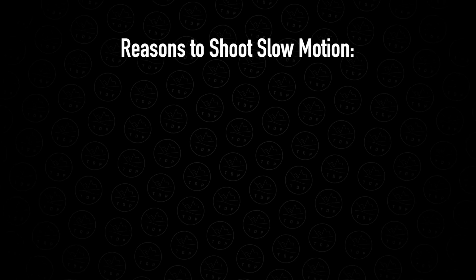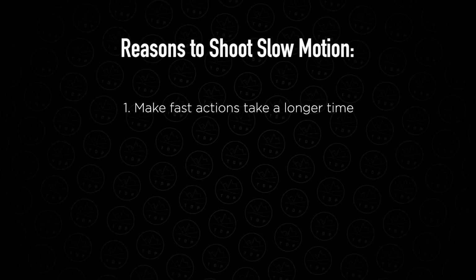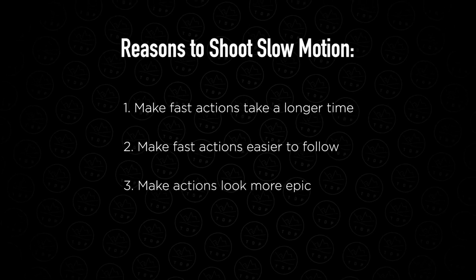To recap, shoot slow motion if you want fast actions to take longer in time, if you want fast actions to be easier to follow, or if you want actions to look more epic. So any shot that doesn't fulfill any of those reasons, I will shoot in 24 frames a second. Okay, let's jump into some post-production and talk about how to edit slow motion and real-time footage effectively.